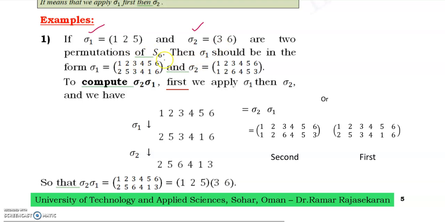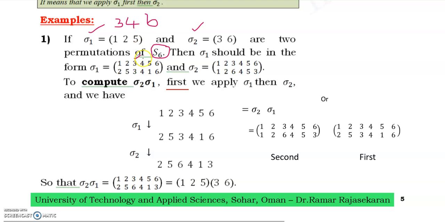Now you see here, permutations on S6. S6 means you write 1, 2, 3, 4, 5, 6 in the first row. Now you see sigma 1 is 1, 2, 5. Total numbers 1, 2, 3, 4, 5, 6. See here, in the cycle we have 1, 2, 5. What about 3? What about 4? What about 6? Which means no assignment. These elements are assigned to themselves. You see here? So for 3, I am writing 3. Okay.